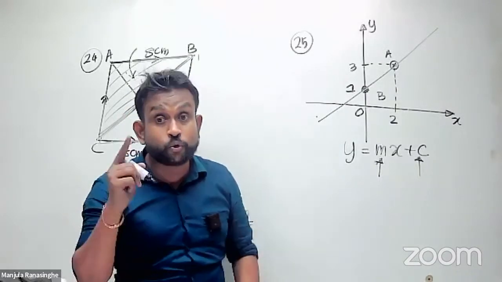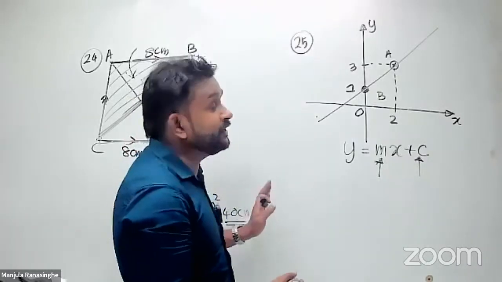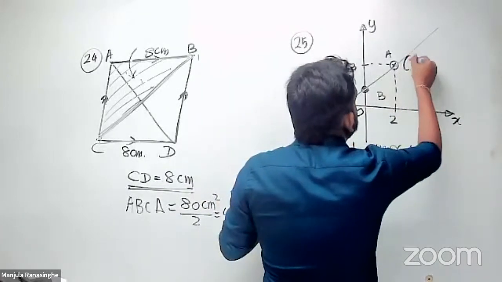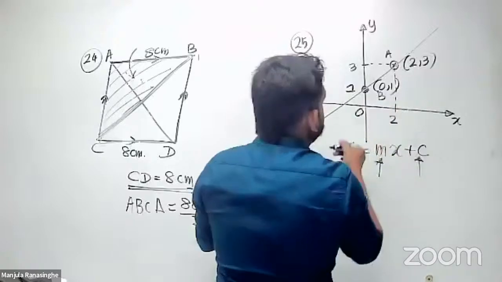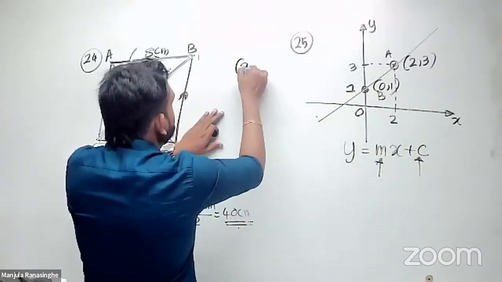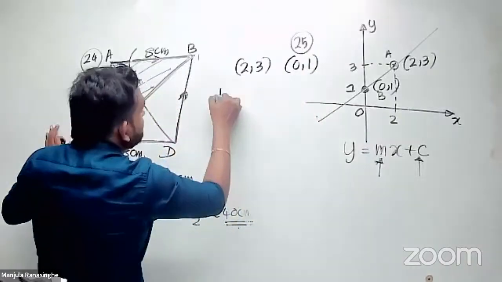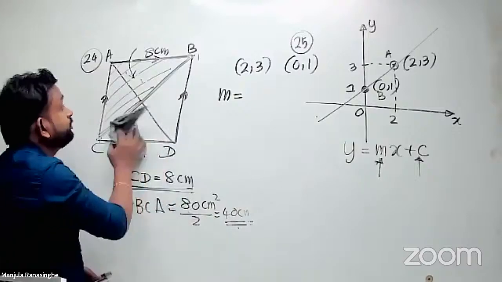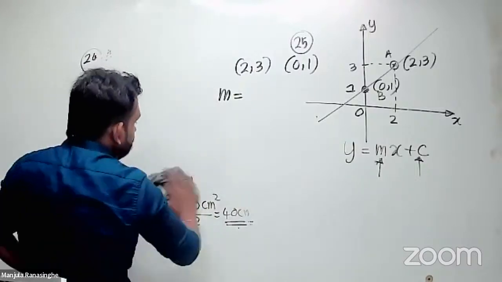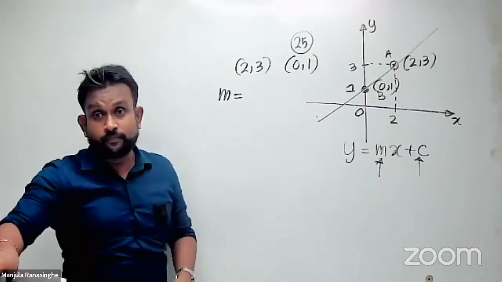You require the 2 points coordinate. So we have 2 points coordinate. What are they? Here we have 2, 3 and here we have 0, 1. Okay. I have the 2 points 2, 3 and the 0, 1. To find the gradient, this is the gradient equation, right? Those who do not know the theory part: gradient equals y coordinate difference over x coordinate difference.